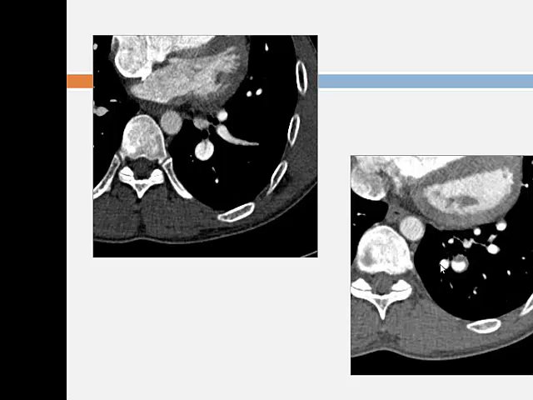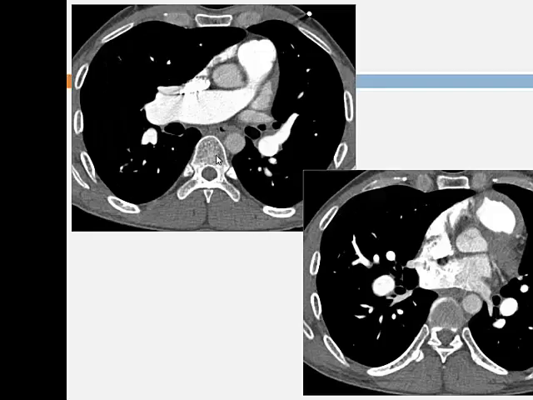But the key is here, this is non-occlusive, this is a web in the vessel which is also non-occlusive. If you do a VQ scan, you won't see these. You won't even appreciate them because they're non-occlusive. And yet this can cause pulmonary arterial hypertension, and also it's potentially surgically correctable. So that's why it's really important.